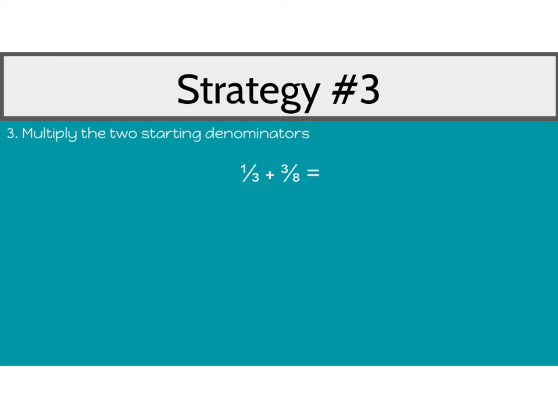All right, our third strategy today is multiply the two starting denominators. So that means if we have this equation, 1/3 plus 3/8, if we multiply the two starting denominators, that means we're going to multiply the denominators by each other. So that means I'm going to multiply 1/3 times 8, and the 3/8 is going to get multiplied times 3.